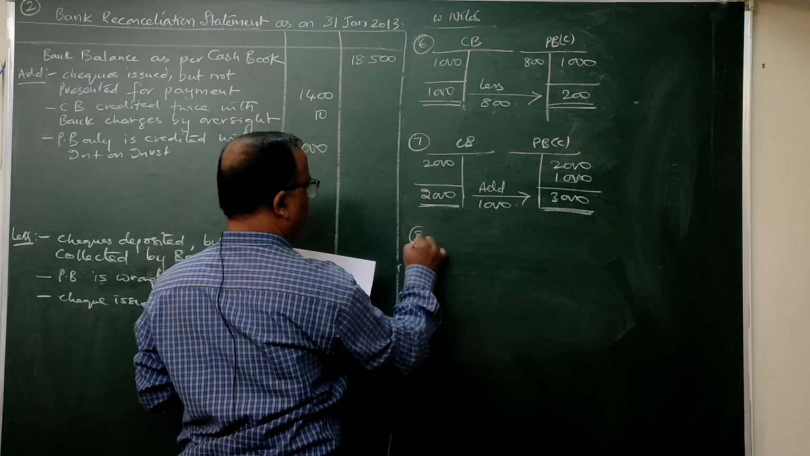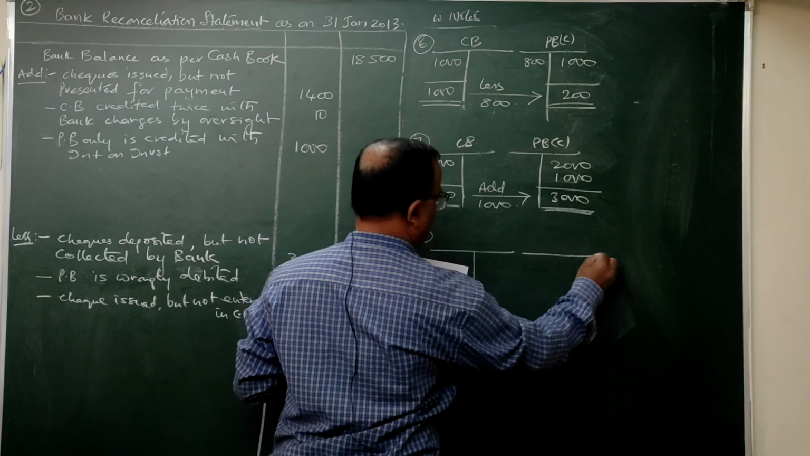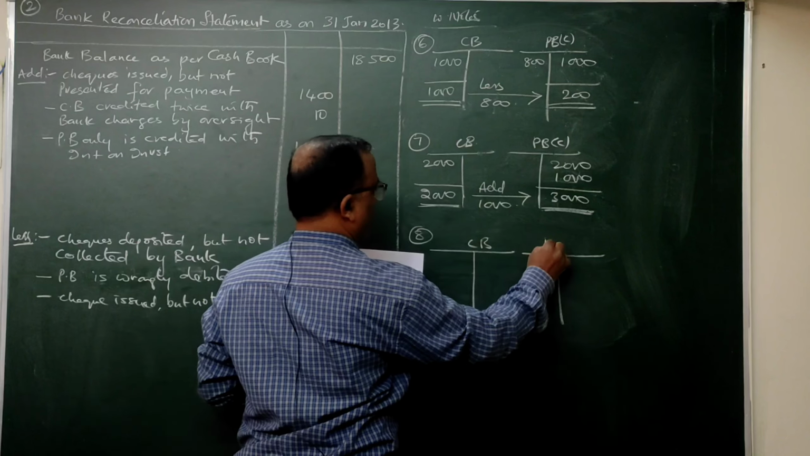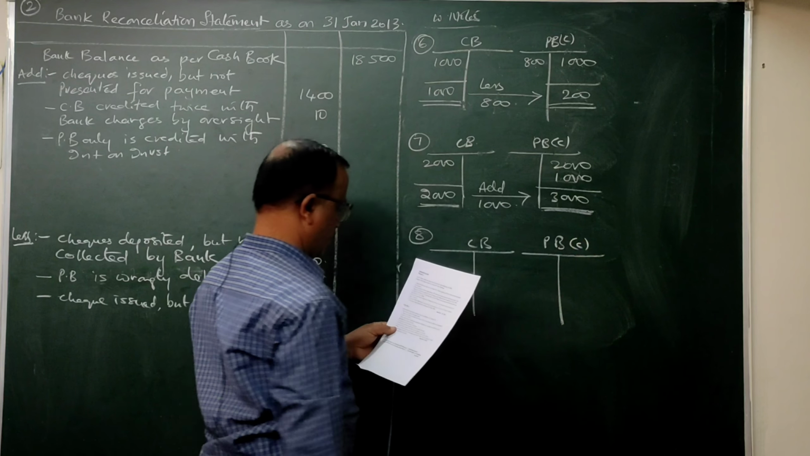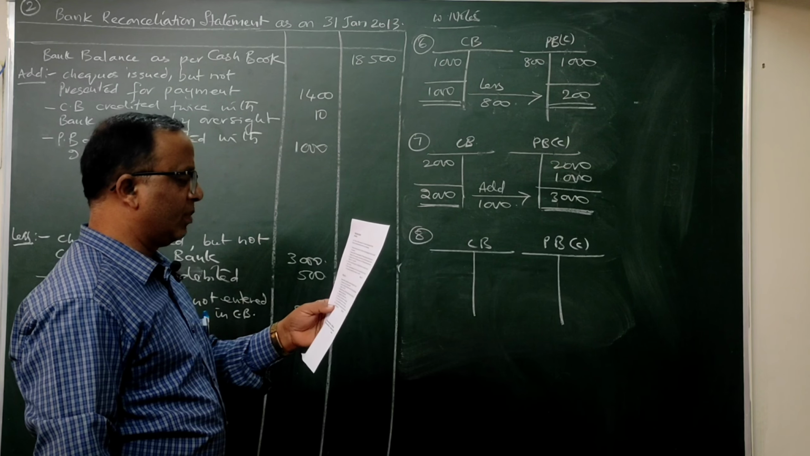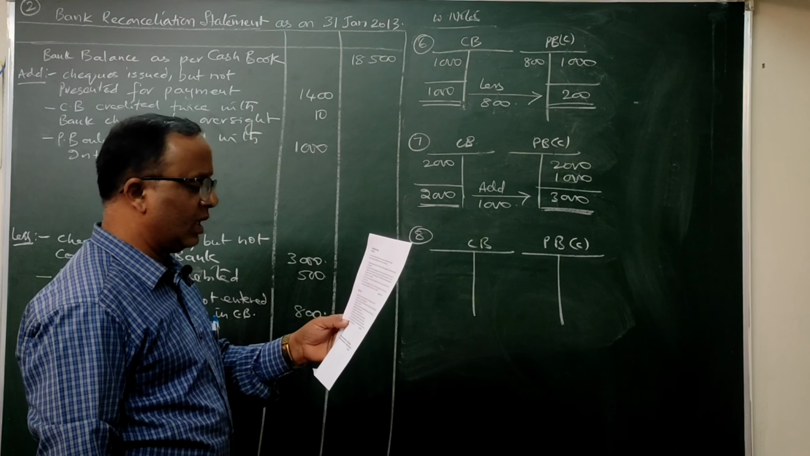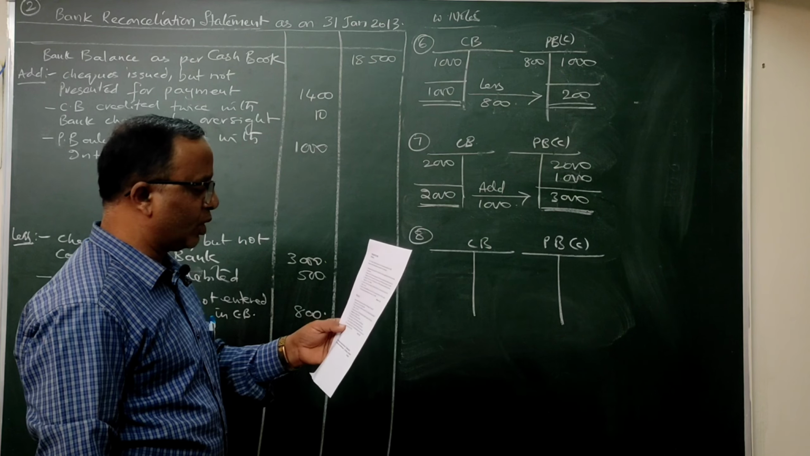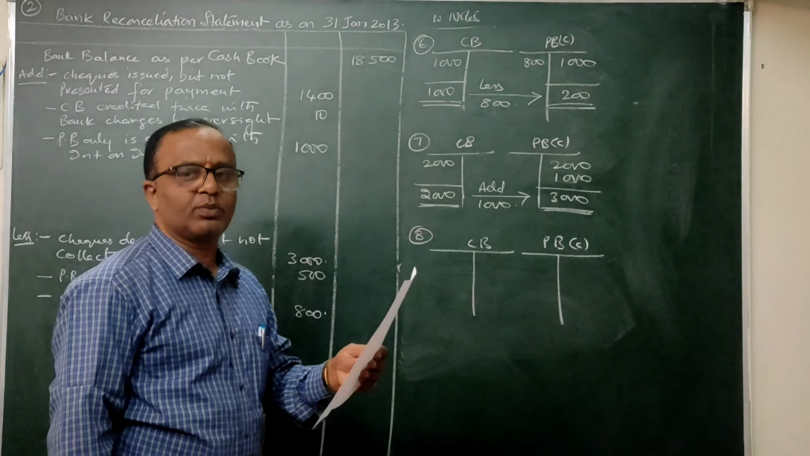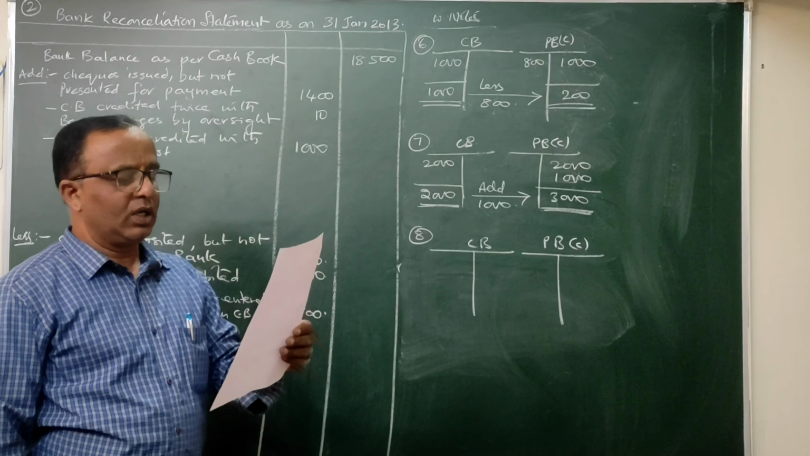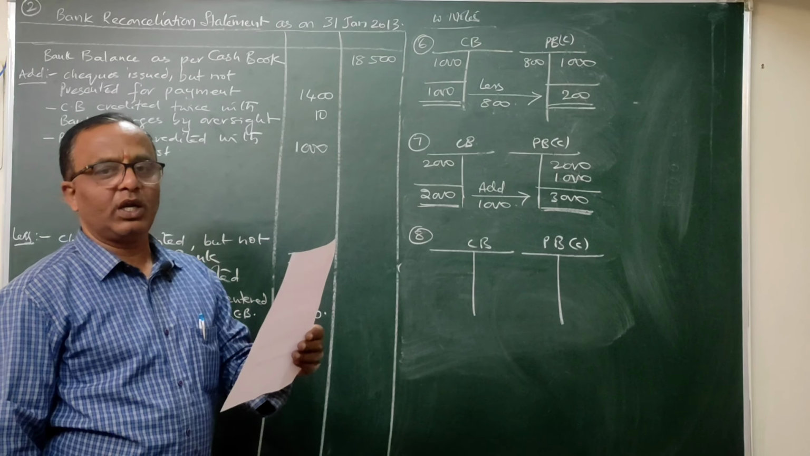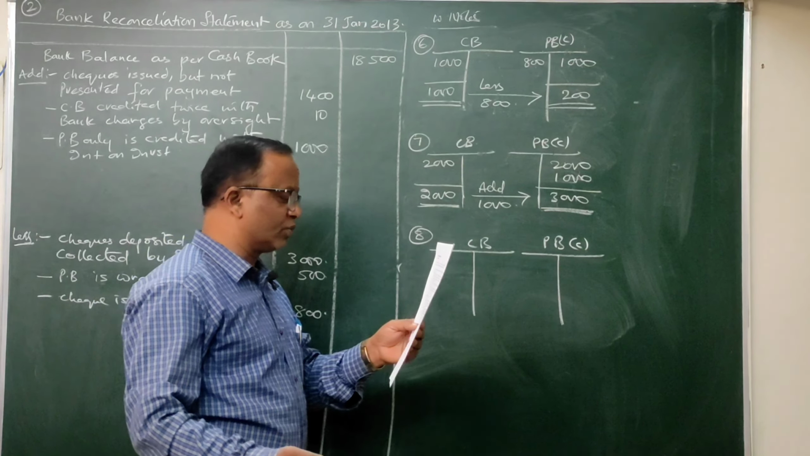Now the eighth one. The passbook shows a debit of 175 for insurance premium and a credit of 45 as interest, for which no entries are found in the cash book. When he says no entries are found in the cash book, it means they are found only in the passbook.